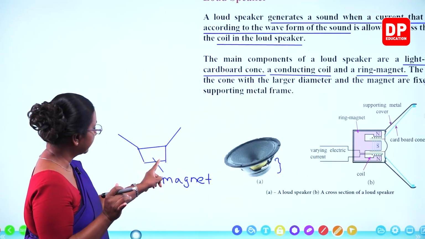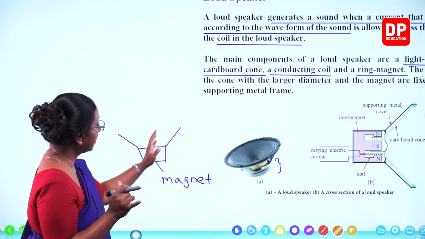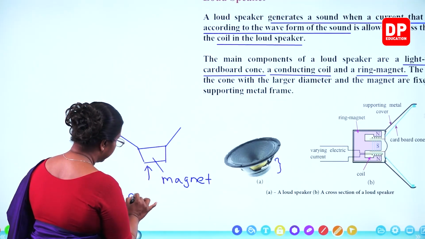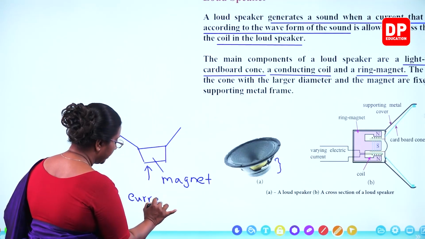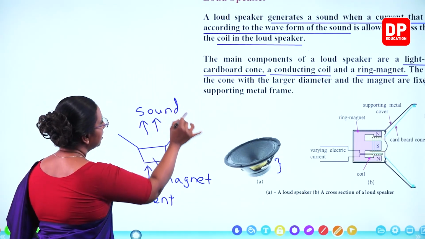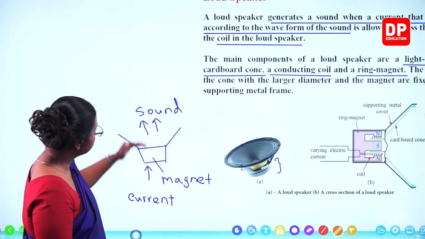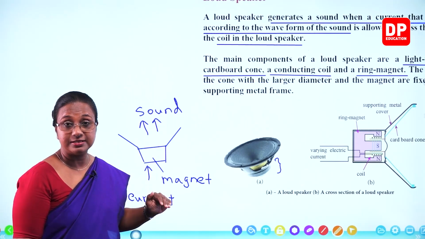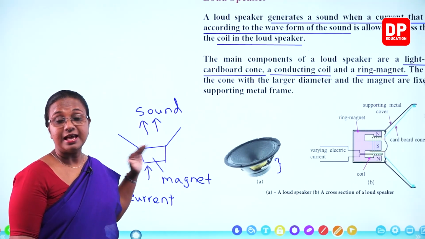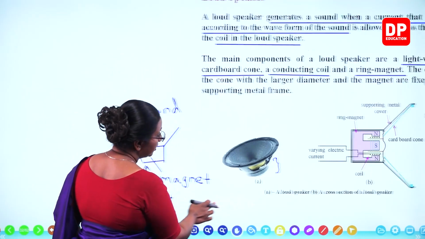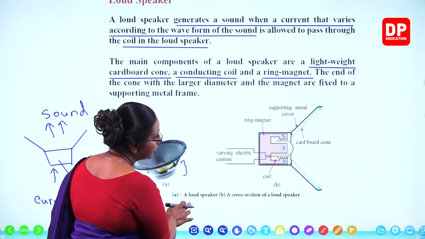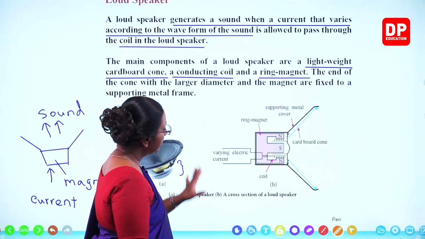So there has to be a magnet, there is a coil and a cardboard cone. And to this, the power is supplied. Current is supplied to this. Then the sound waves are generated this way. What will happen is the current energy will finally be converted to sound energy, but in between there is going to be a force generated. That is what we need to understand. So this is the outer appearance of a loudspeaker. If we try to understand the components of it, you can see here.